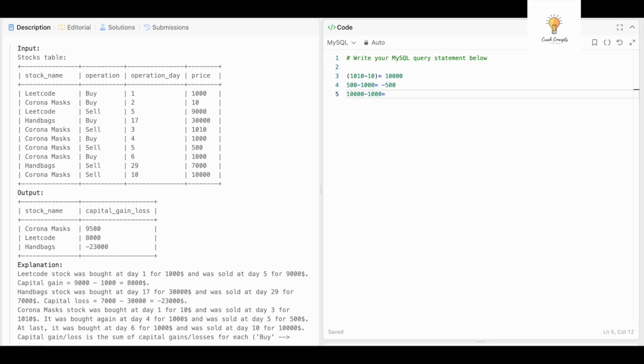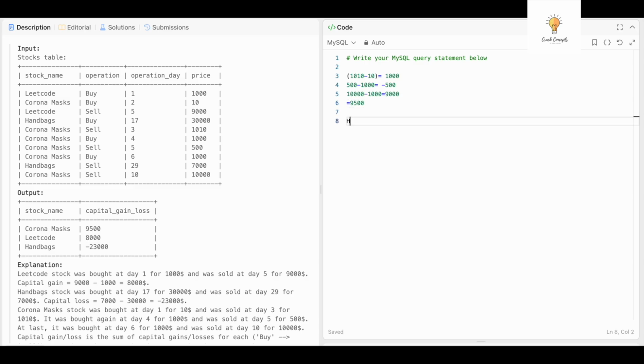So there was definitely profit over here, there was gain. So 10,000 minus 1000, which is 9,000. Now our total capital gain or loss will be the addition of all these three. Sorry, this has to be 1000, and the addition of all these three would be 9,500, which is our output over here, which is correct.